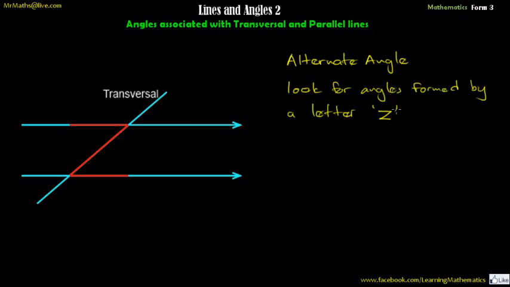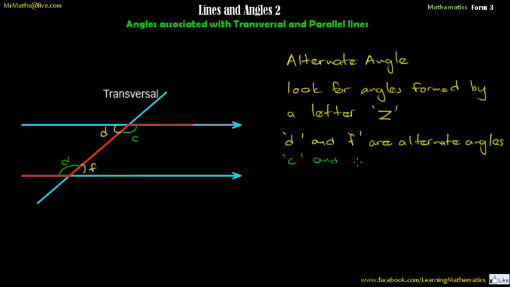From this example, if I call this angle D and this angle F, then D and F are alternate angles. There are more alternate angles here. Take a look at the Z shape, which is slightly deformed there. If I name these two angles as angle C and angle D, then again C and D are alternate angles. One key characteristic of alternate angles is that they are of the same value. So if you compare D and F, D is equal to F.